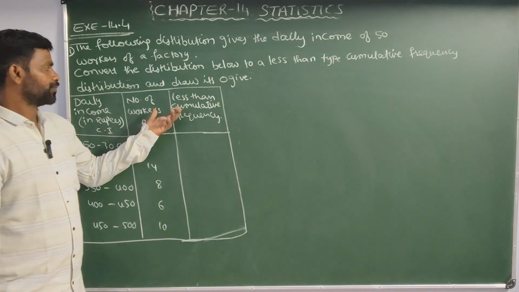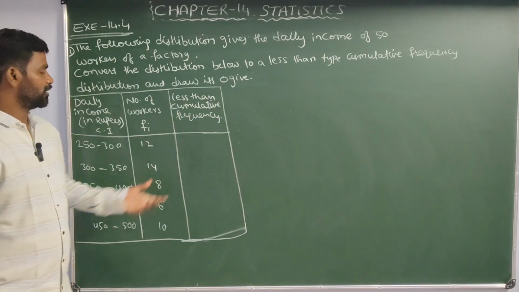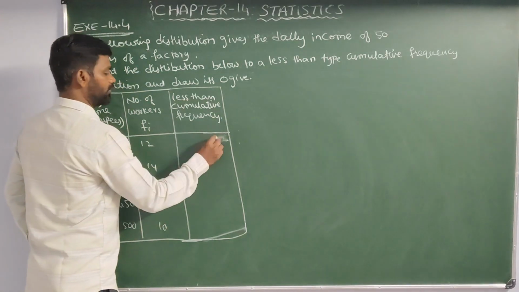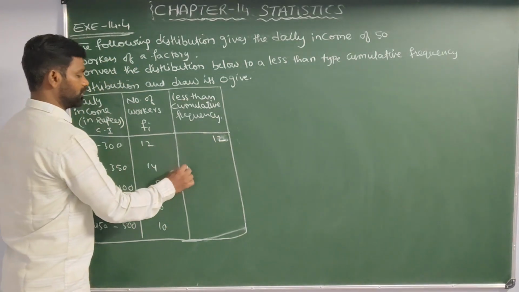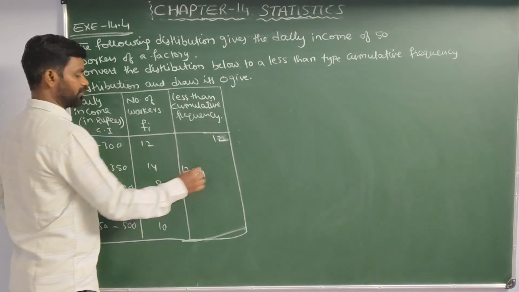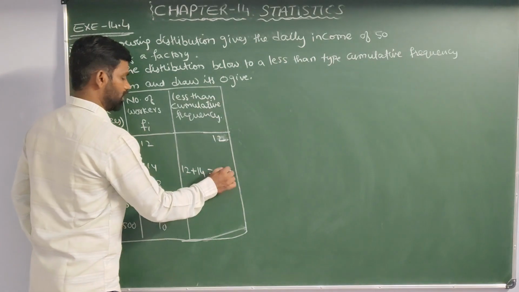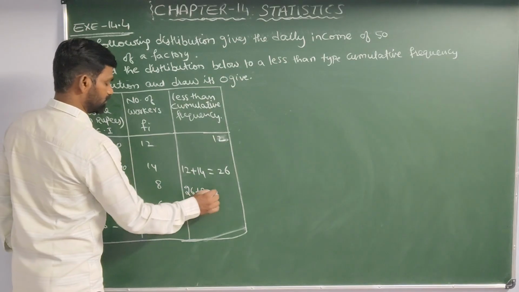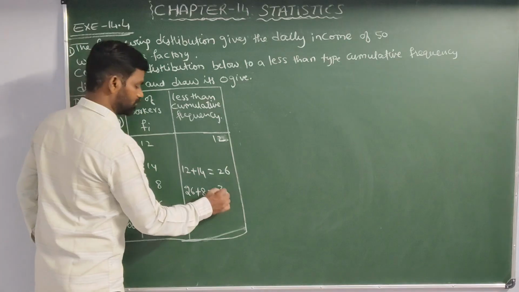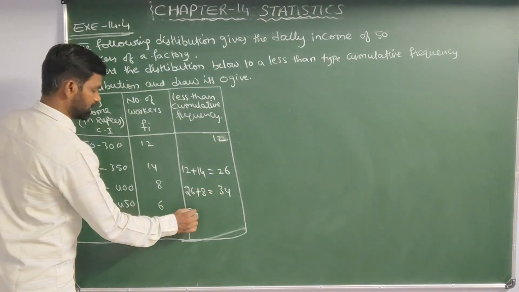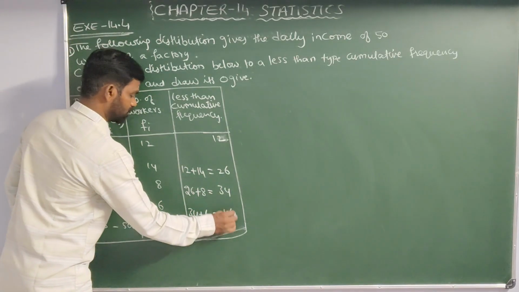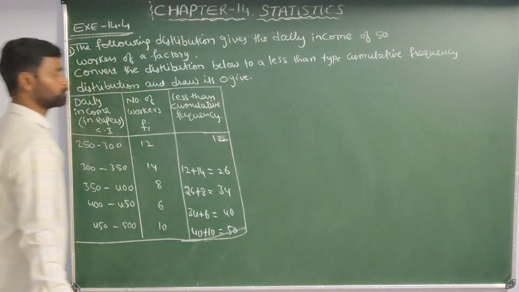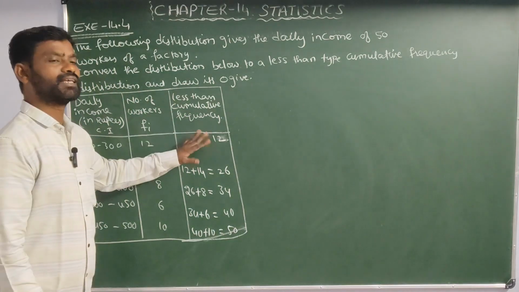If it is less than cumulative frequency, first you write the first frequency, that is 12. Now add that 12 to the next frequency 14, so it becomes 26. Add the 26 to the third frequency, that is 8. 26 plus 8 is 34. Add the 34 to the next frequency, 40 plus 10, so it is equal to 50. So this is the less than cumulative frequency.